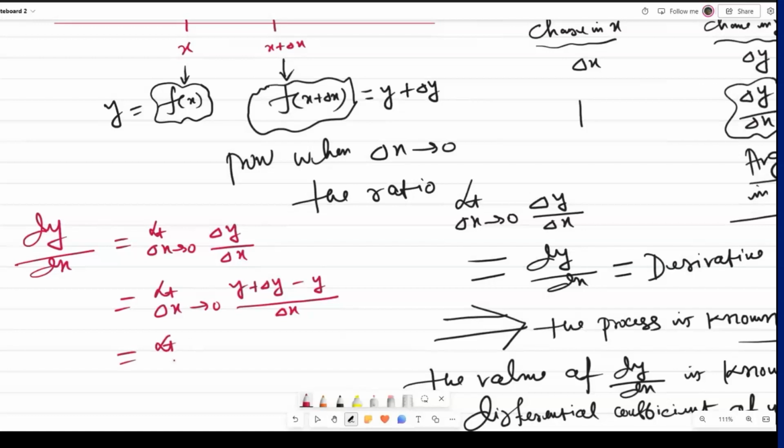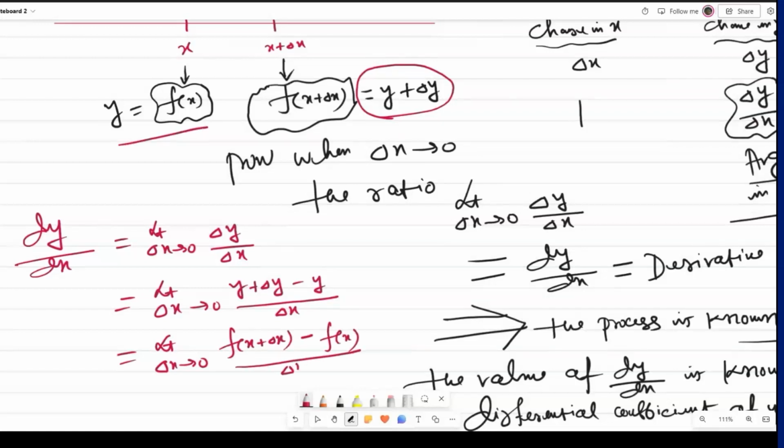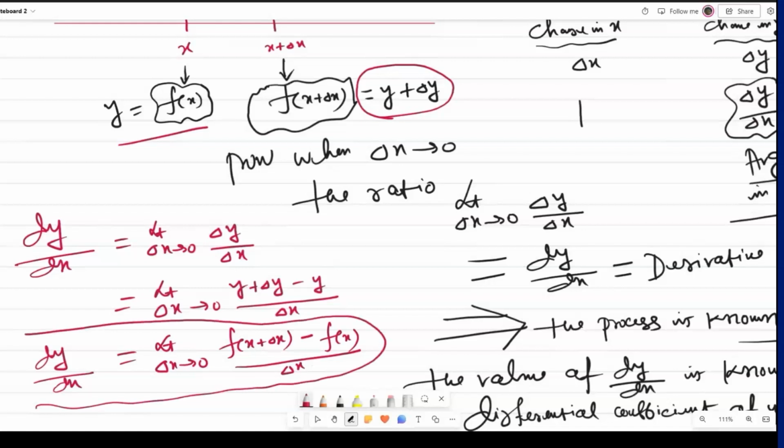The delta y we rewrite as y plus delta y minus y. y plus delta y is f of the same thing, that is f of x plus delta x, and y is f of x. That divided by delta x. So dy by dx will be obtained by this formula. At least a few times, we learn the formula only, no derivation.